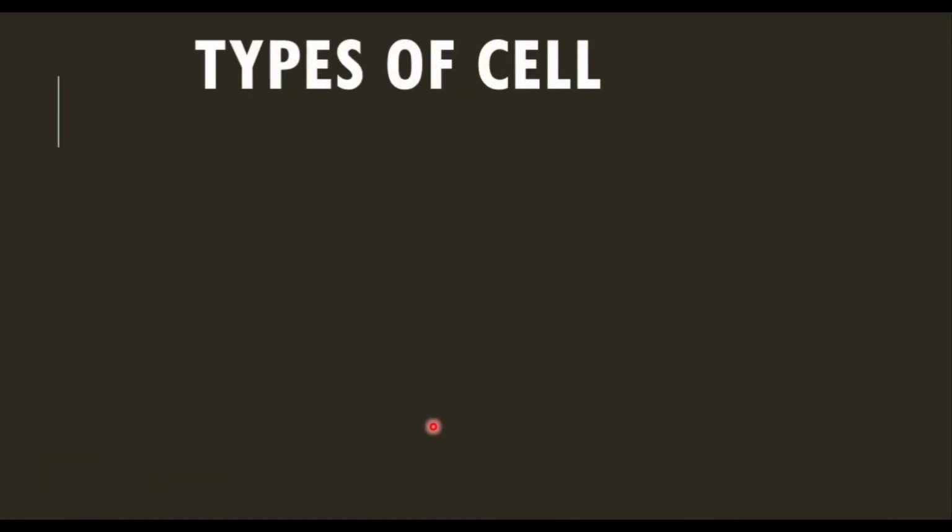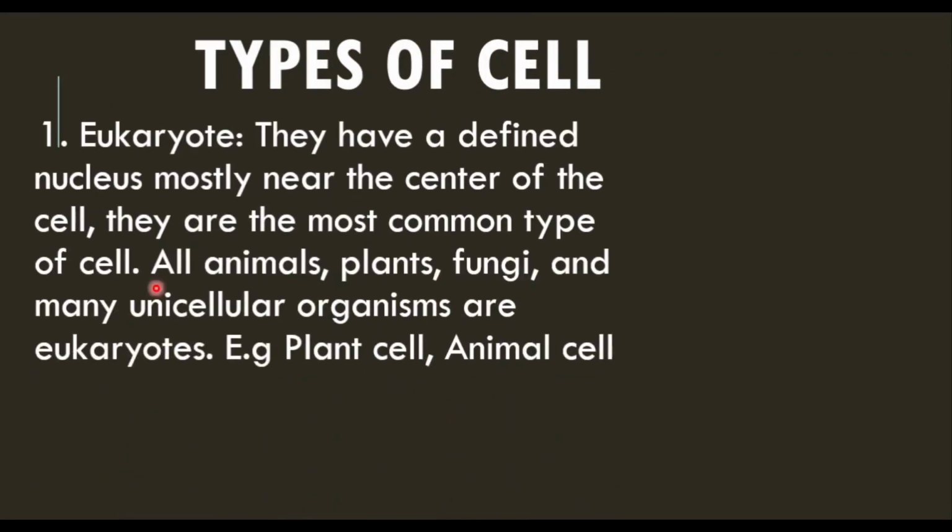We have types of cell. We have two types of cell. We have the eukaryotes. They have a defined nucleus mostly near the center of the cells. This is the most common type of cell. They are found in all animals, plants, fungi, and many unicellular organisms.